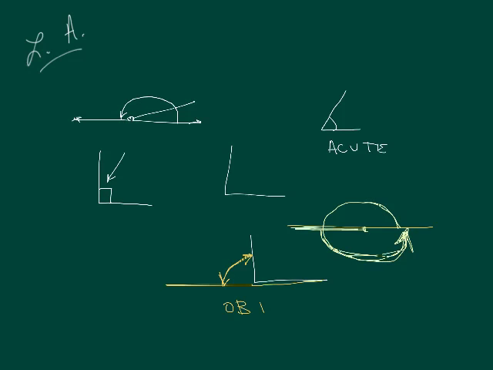So a right angle goes up to 90. An obtuse angle goes between 90 and 180. And a reflex angle goes from 180 all the way up to 360.